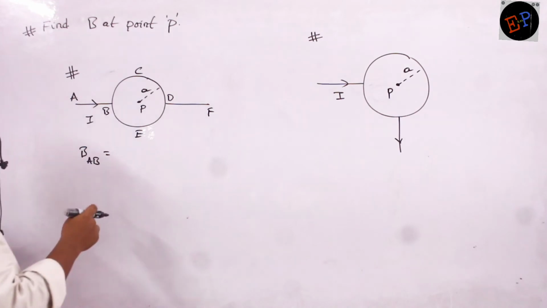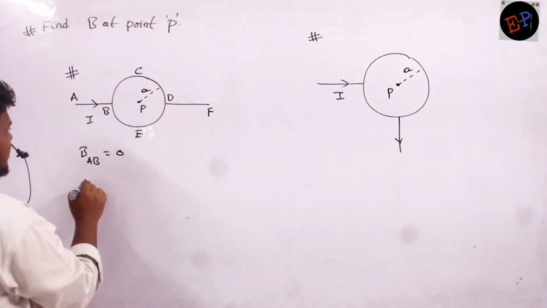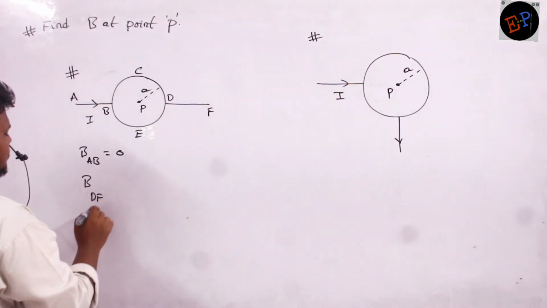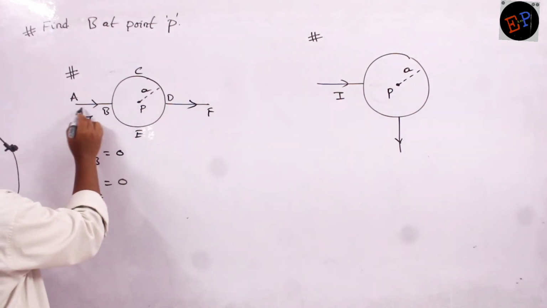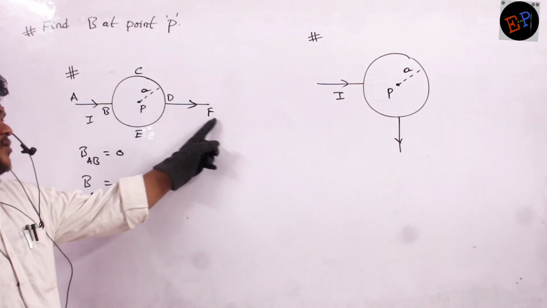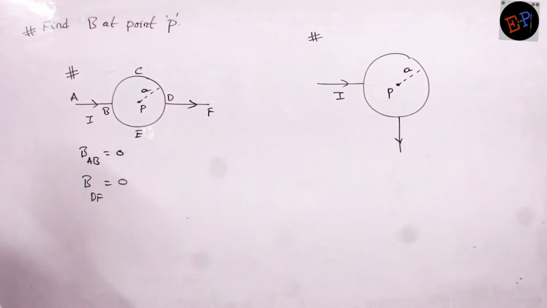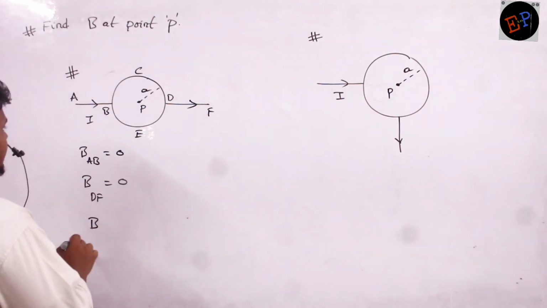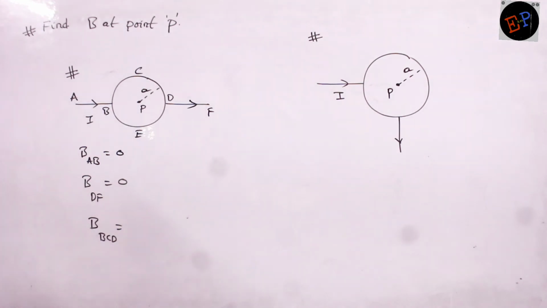0. So magnetic field because of DF, this is also 0. What is the reason? To line AB, point P is in a straight line. Similarly to DF also, point P is just behind that one. So magnetic field will become 0. Then what is the magnetic field because of BCD? Try to say the magnitude first.